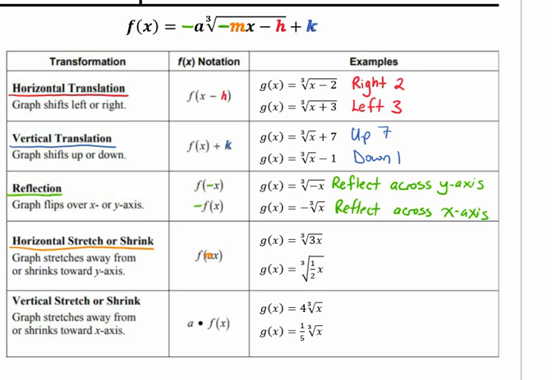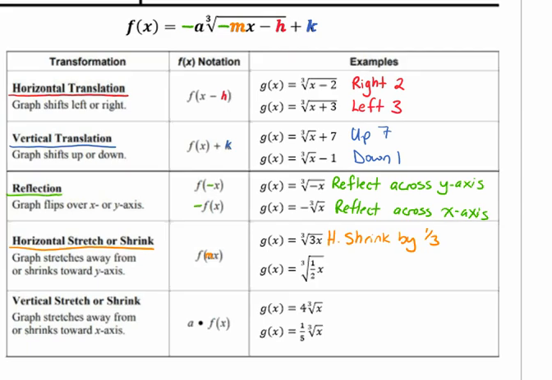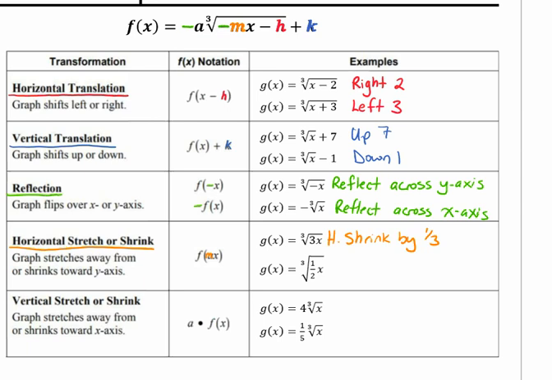So what about our m? Well, that's going to dictate our horizontal stretches and shrinks. So how far away it moves from the y-axis, or how close it moves towards the y-axis. Now it's on the inside, which means it's going to do the opposite of what we think it should do. So on this first one, for example, we have the cube root of 3x. So we think this is probably going to be some kind of a stretch, but it's not. This is going to be a horizontal shrink by 1/3. Which means that the next example, the cube root of 1/2 x, would be a horizontal stretch by 2.